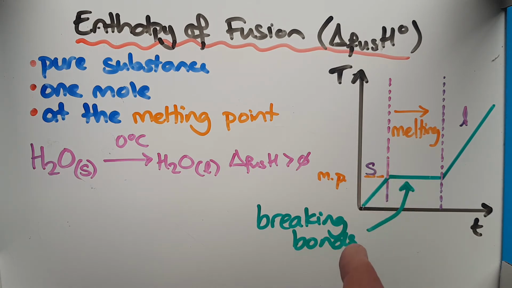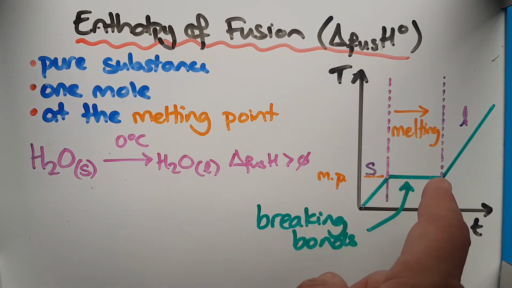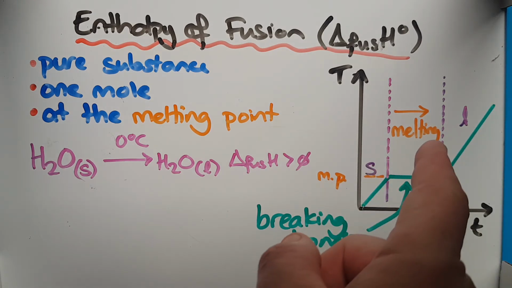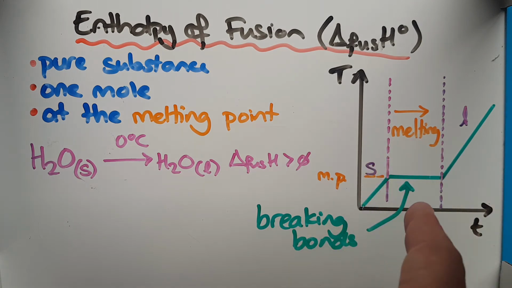All that energy, because energy has to be conserved, is going into breaking bonds. And we should recall that bond breaking is an endothermic process. Once all of it has melted, we then expand again. So we're exploring this section here where melting is occurring.